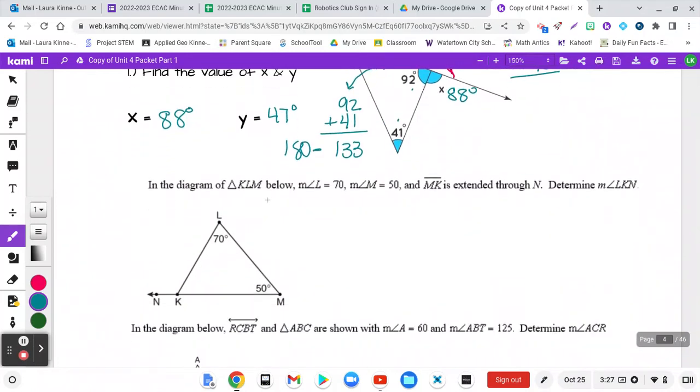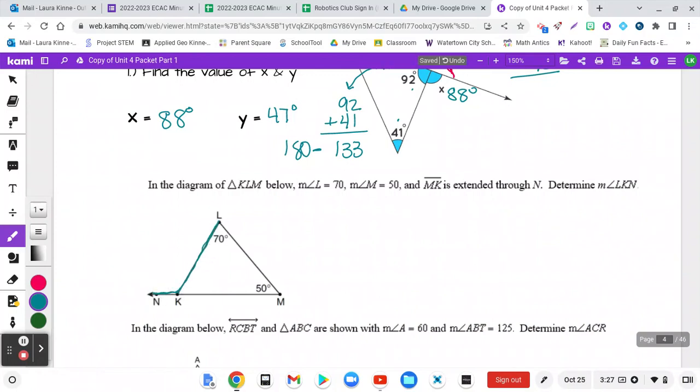Okay, in the diagram of triangle KLM, angle L measures 70, the measure of angle M is 50, and MK is extended through N. All right, so it's just telling you that's a straight path. Determine the measure of angle LKN. Let's follow that path. LKN. So we got to figure that out.